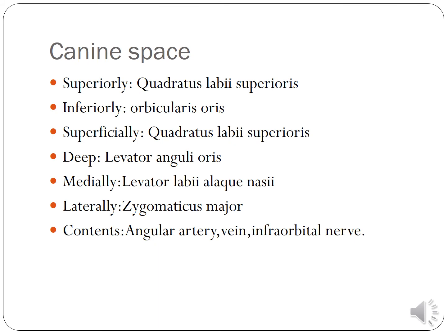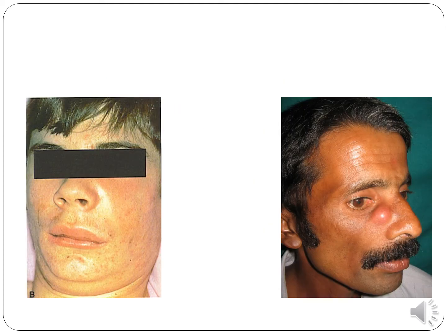The next primary space is the canine space. The canine space is one of the primary spaces of the maxilla. It has superiorly the levator labii superioris, inferiorly the depressor anguli oris, superficially quadratus labii superioris, deep levator anguli oris, medially levator labii alaeque nasi, laterally zygomaticus major, angular artery, vein and infraorbital nerve.